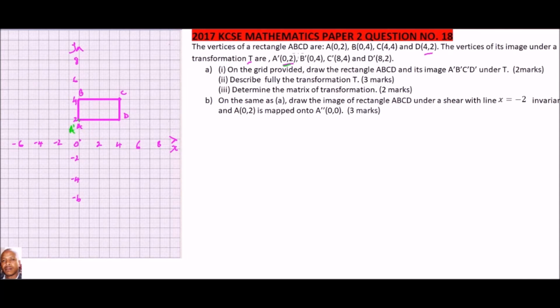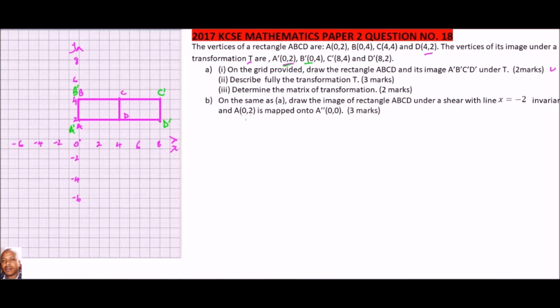Our B prime is at (0, 4), the same place we have our first B. Our C prime is at (8, 4). (8, 4) is here. So this is where we have our C prime. And our D prime is at (8, 2). So this is where we have our D prime. So we join these 4 points and we come up with the image. So this is our image, A prime, B prime, C prime, and D prime. And we are through with A.